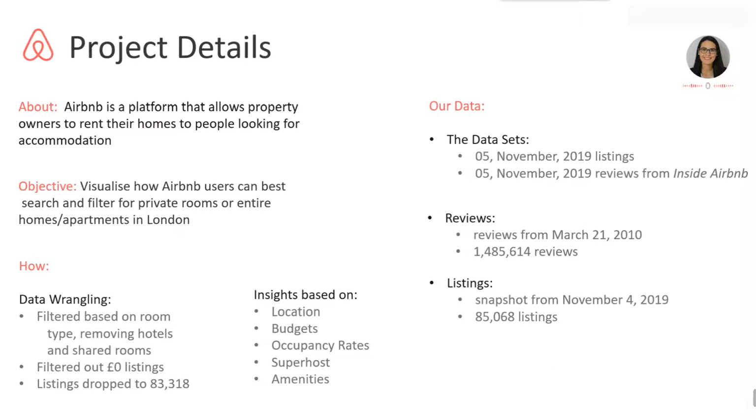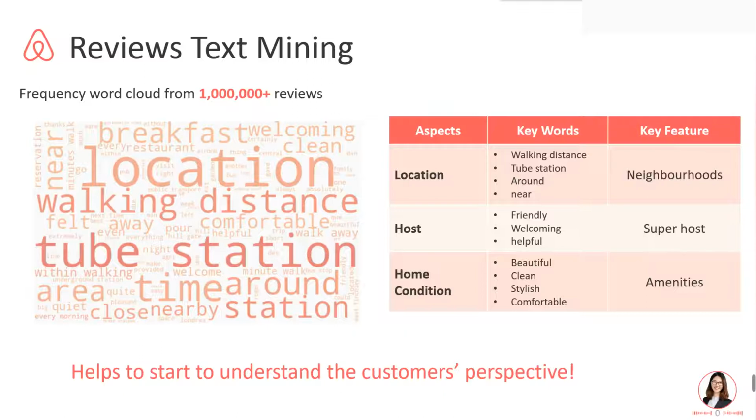Now we're going to look into insights in this presentation based on location, budgets, occupancy rates, superhosts, and amenities. We would like to know what Airbnb users value the most, so we first analyze the keywords in the reviews. As Olivia mentioned, this word cloud is created on more than 1 million reviews in the past 10 years, and we also remove some meaningless words such as enjoyed, recommended, etc. The size of the word is based on the frequency of them in the reviews. The larger, the more important.